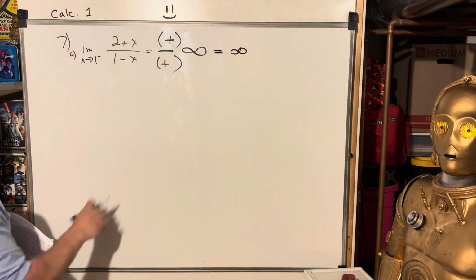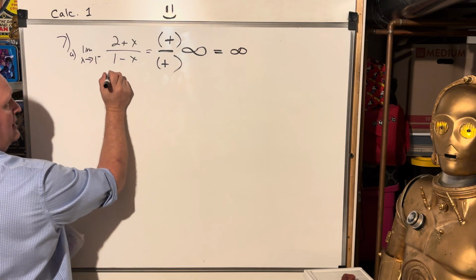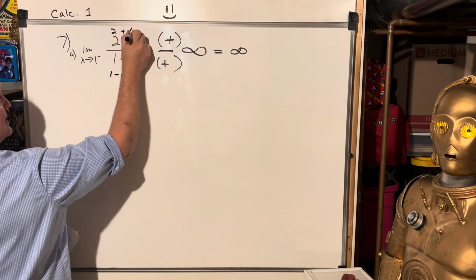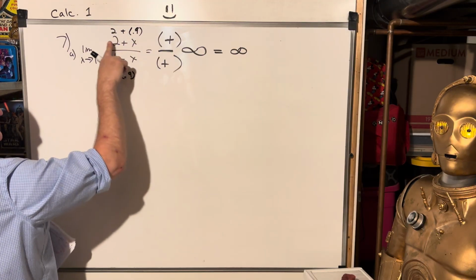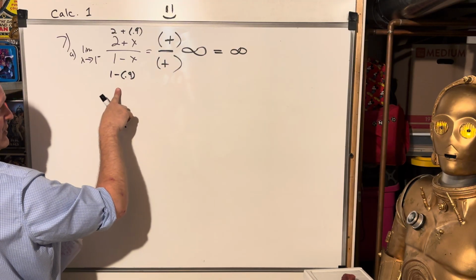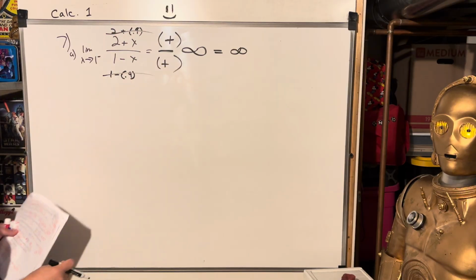All right, so you don't have to show me anything. You don't actually have to put in 1 minus 0.9 and 2 plus 0.9. Now, some students like to do that so they can see it as 2.9, which is positive, and 1 minus 0.9, which is 0.1, which is positive. But you don't actually have to show me that.